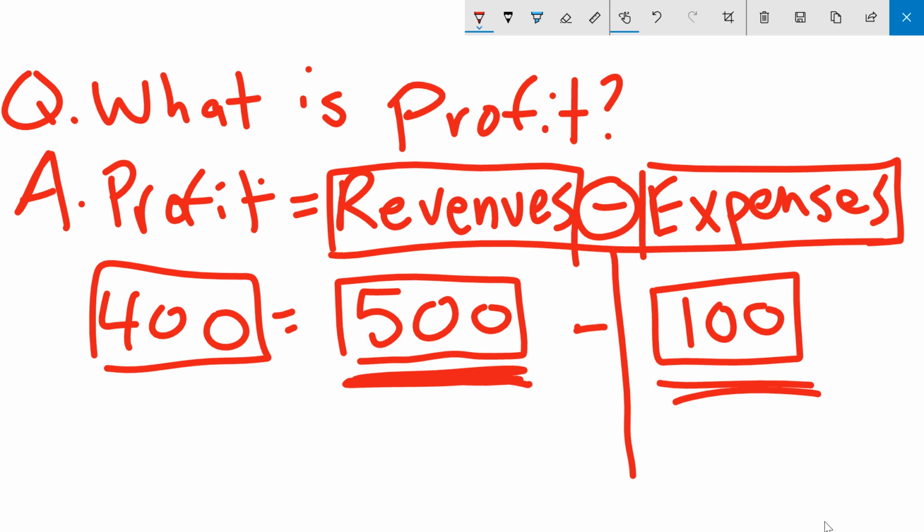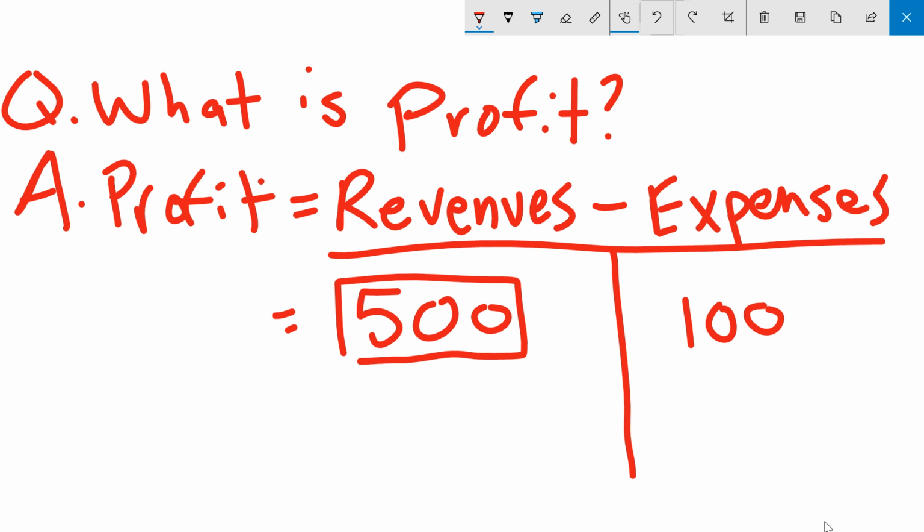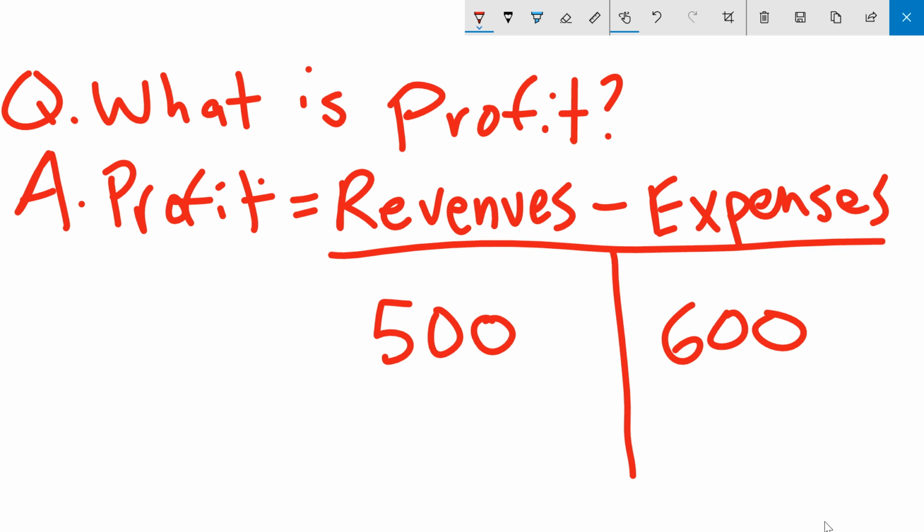What if this situation happened? Having a positive $400 is good. Wow, that's awesome profit. Let's take a look at a situation that could happen. You've got to be careful when you're in business, because sometimes, let's say you sold $500, but you have way more expenses. You have $600 in expenses, right? And you want to find out what your profit is.